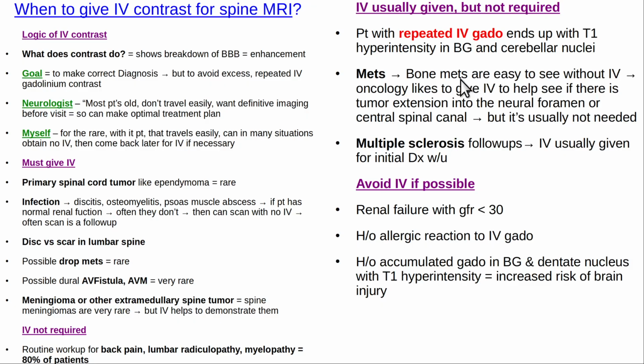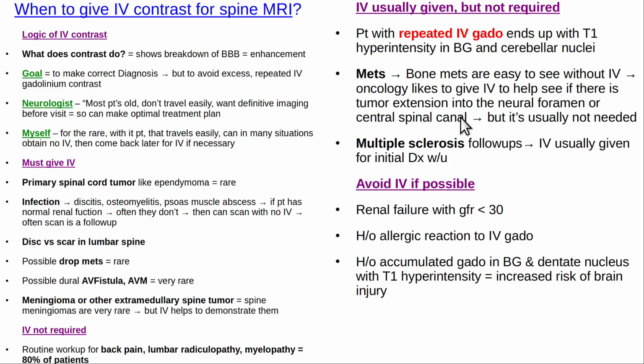And I would say with metastases. Now, metastases to the spine are totally different than metastases to the brain. Brain parenchyma, you absolutely have to give IV to see it. But with the spine, you're usually talking about bone mets, metastases to the vertebra, and it's usually going to be the vertebral body. And in that setting, you don't need IV. I can tell if there's a met almost always with no IV.